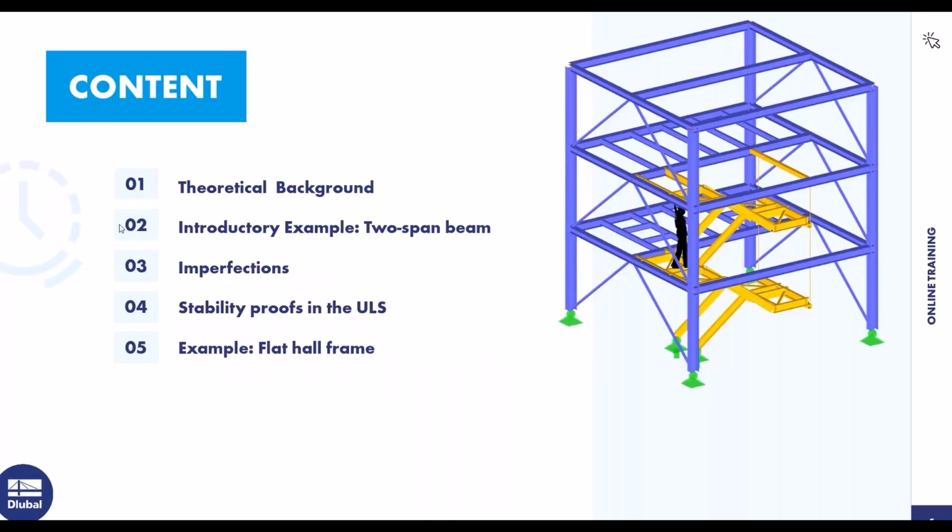That's the content today. At first, I say something about the theoretical background. Then we turn to an introductory example, a two-span beam. Then the next point is imperfections. Then stability proofs in the ultimate limit state. And then we turn to a second example, a flat hull frame.